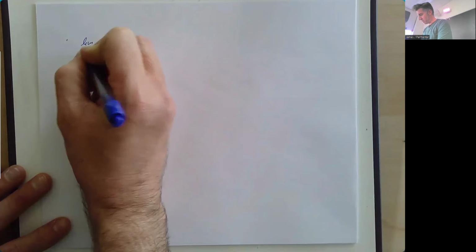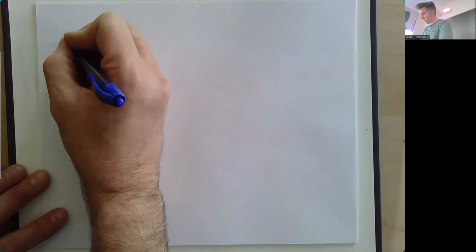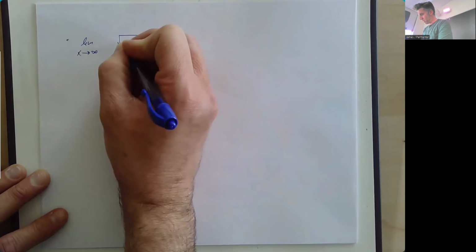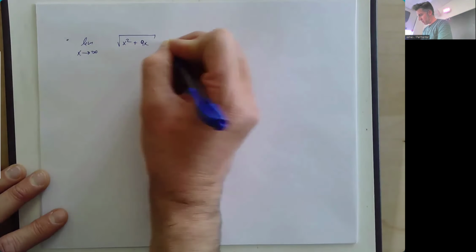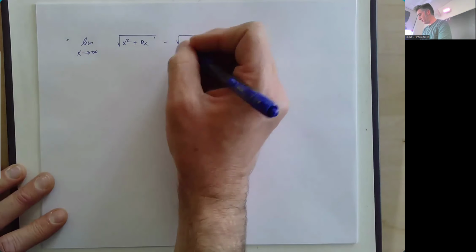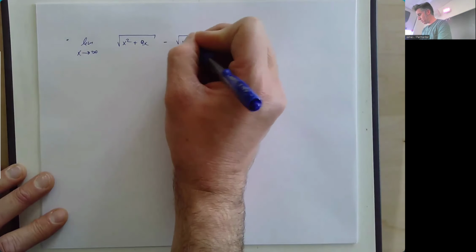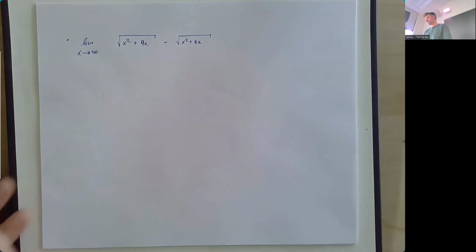So what about, say, the limit as x approaches infinity of the square root of x squared plus 9x minus the square root of x squared plus 4x. Definitely an infinity minus infinity type. It's kind of terrible looking.